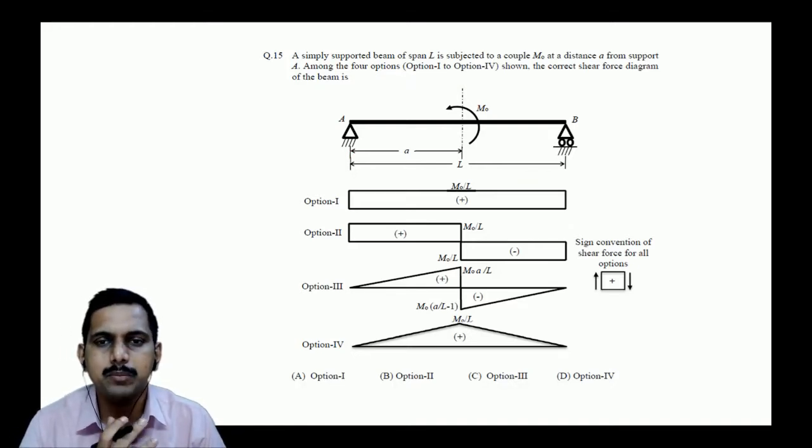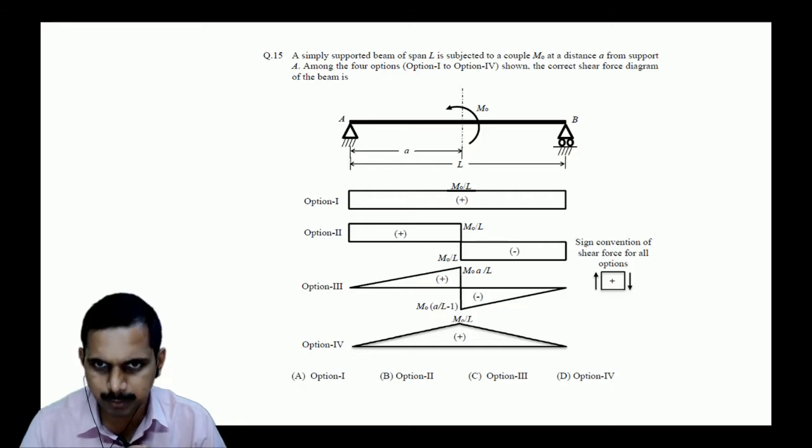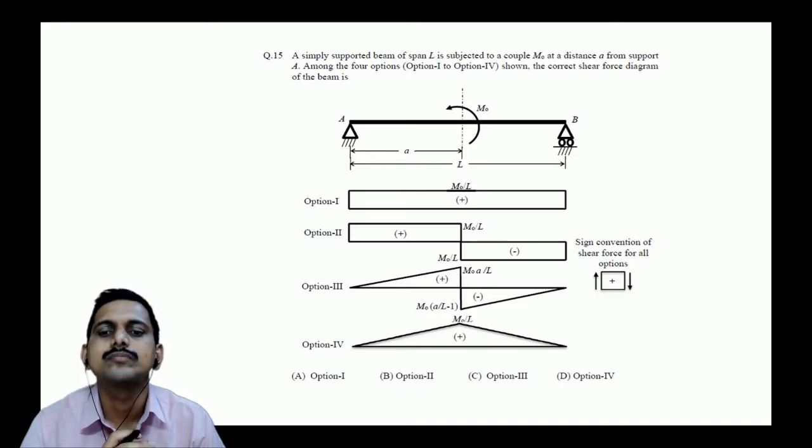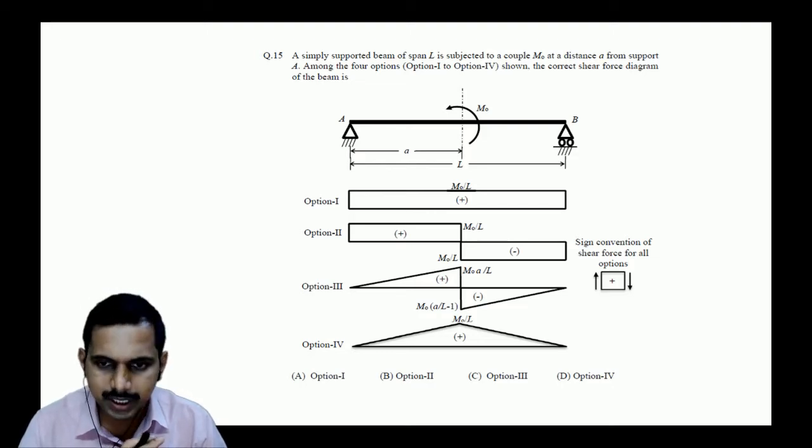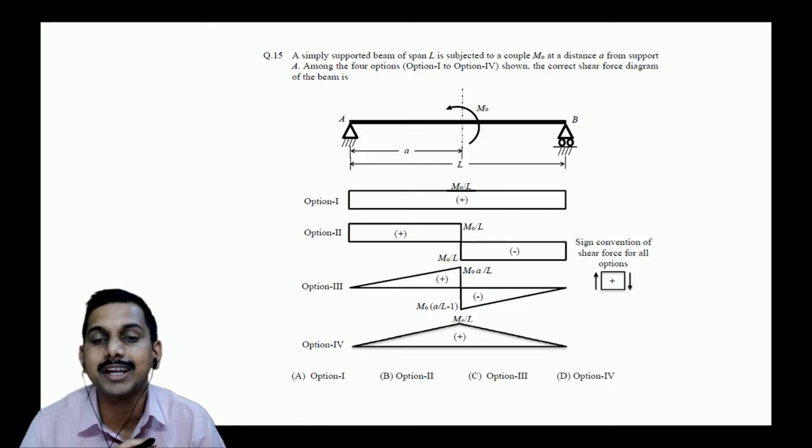A simply supported beam of span L is subjected to a couple M naught at a distance A from the support A. Among the four options from option 1 to 4, the correct shear force diagram is. What are the loads, students? Try to find out. That also is possible. Another thing is seeing how the moment influences shear force. That can be seen and you can get the answer.